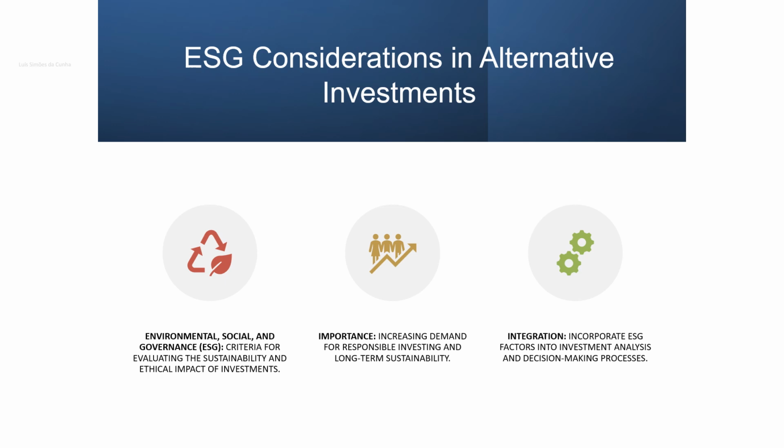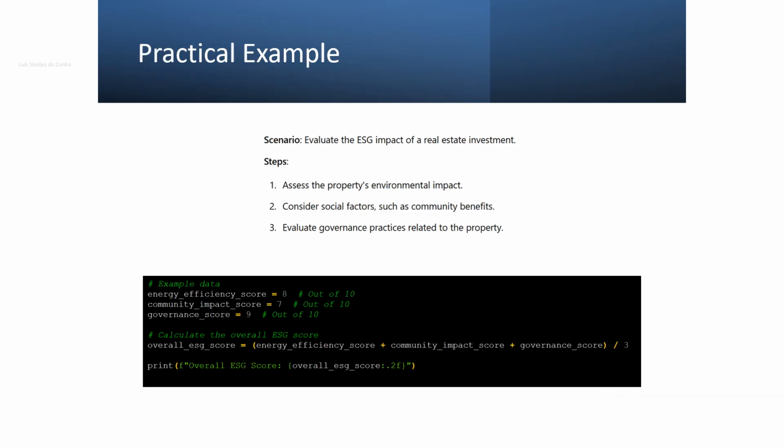To incorporate ESG considerations in a real estate investment, assess the property's environmental impact, consider social factors such as community benefits, and evaluate governance practices related to the property. This example demonstrates how to calculate an overall ESG score for a real estate investment.